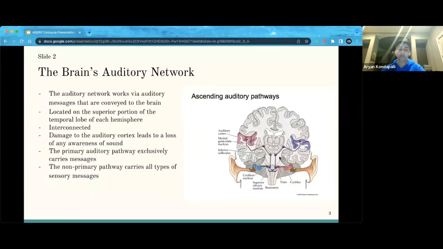The brain's auditory network works via auditory messages that are conveyed to the brain. The auditory network is across both hemispheres of the brain and is located on the superior portion of the temporal lobe of each hemisphere, and it is also interconnected. The primary auditory pathway exclusively carries auditory messages, while the non-primary pathway carries all types of sensory messages. If your auditory cortex is damaged, then it can lead to partial or complete deafness.